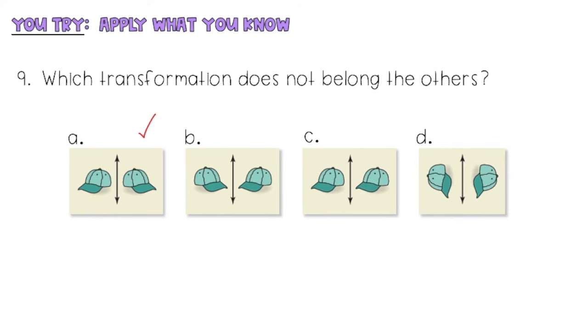Option B, I have a very similar response. My hat has been flipped over my line and they are no longer facing the same direction. So this is an example of a reflection. Option C, my hats look identical. It looks as though we've only changed the position. So option C is out. And just to be sure, looking at D, my hats have been flipped, showing a mirror image. So that is a reflection.